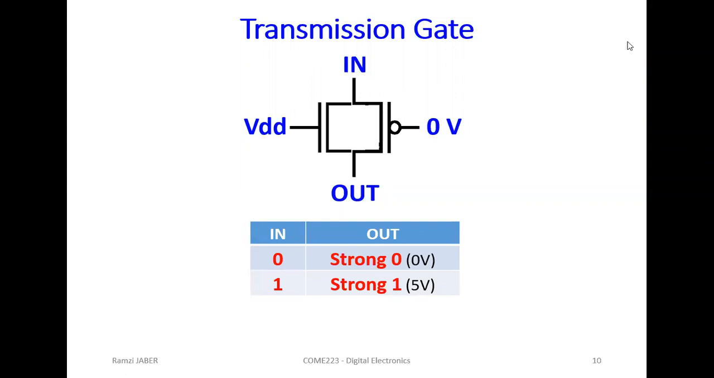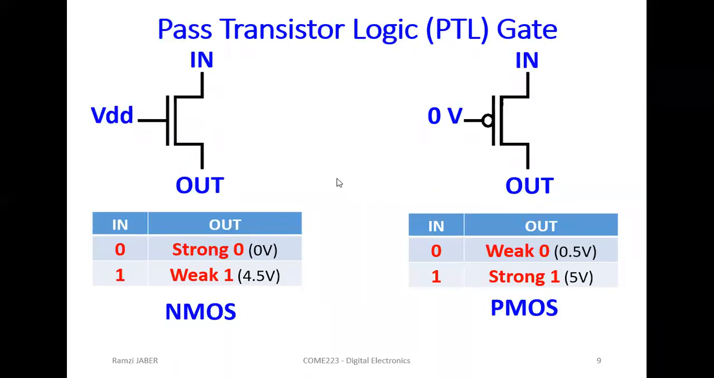So the transmission gate is a gate to transmit the input to the output. Here the N channel is always on and the P channel is always on. If we change the gate's value, it will not be a transmission gate; we return to the PTL gate.